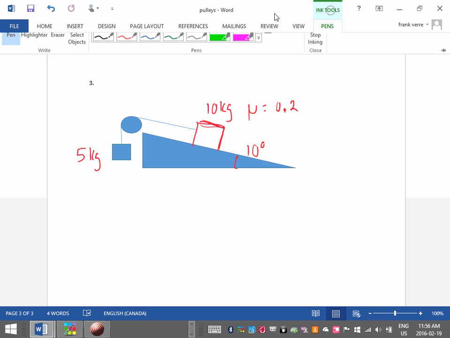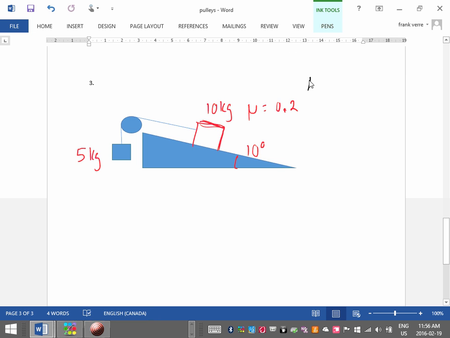We're going to do the same thing. We're going to calculate the net force, the net acceleration, and the tension. What's different about this question, though? What else do we have to worry about here? Everything.